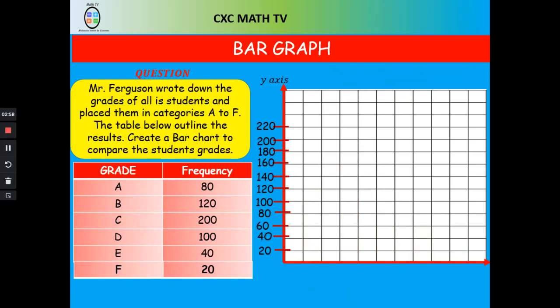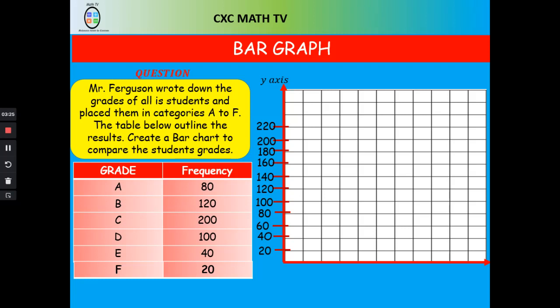Let's do another example. I want you to pause the video and answer this question. Mr. Ferguson wrote down the grades of all students, placed them in categories A to F. The table below outlines the results, right? All the students in the school. Seems like it's for math. Go ahead, pause the video and do this question.